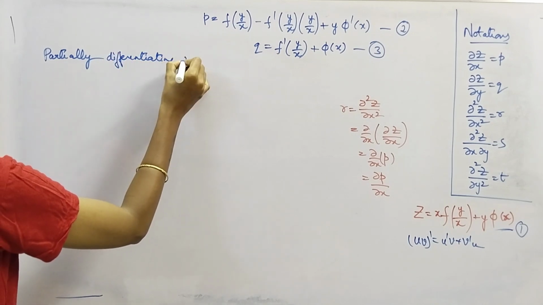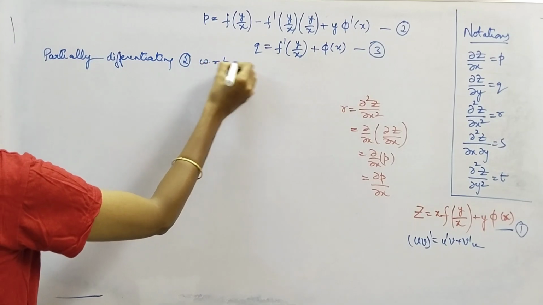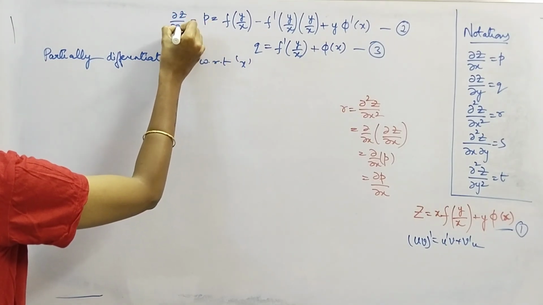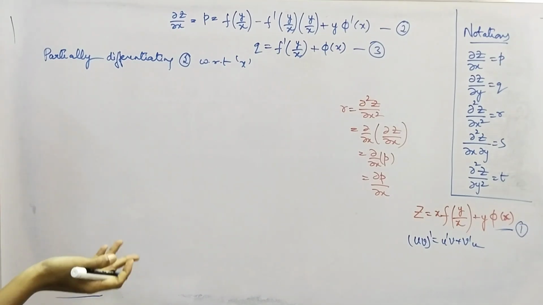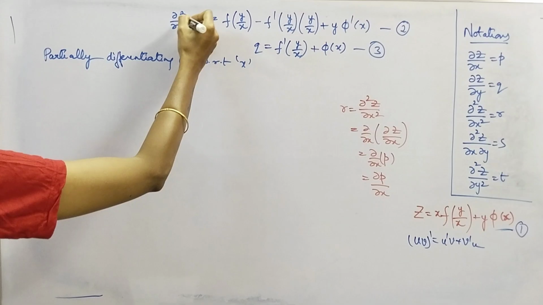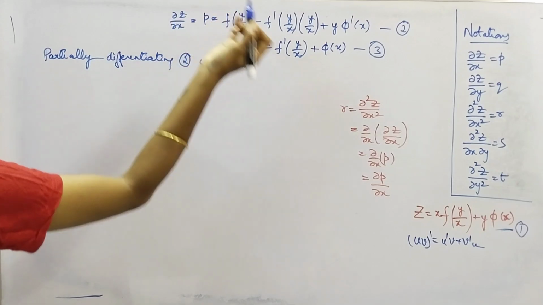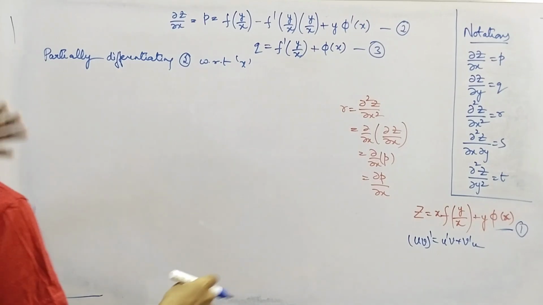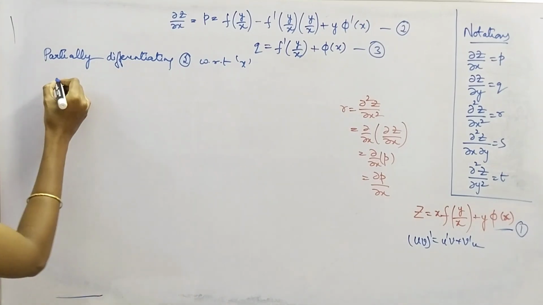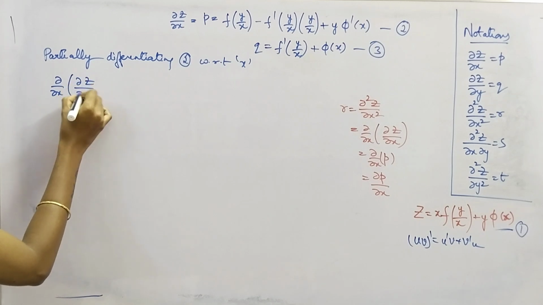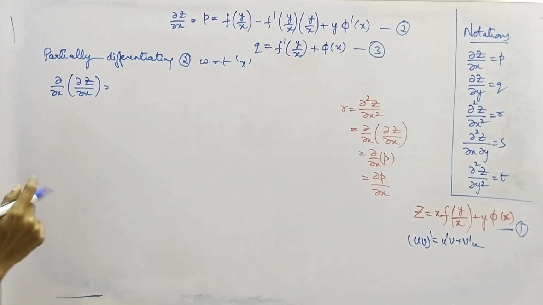Partially differentiating 2 with respect to x. You can write P, or instead of P you can write ∂z/∂x, since P is nothing but ∂z/∂x, both are same. Instead of writing P you can write ∂z/∂x, or instead of writing ∂z/∂x you can write P. Now let's partially differentiate both sides of the equation with respect to x.